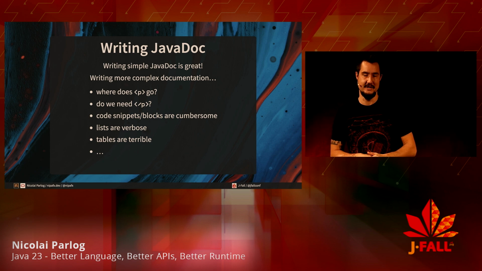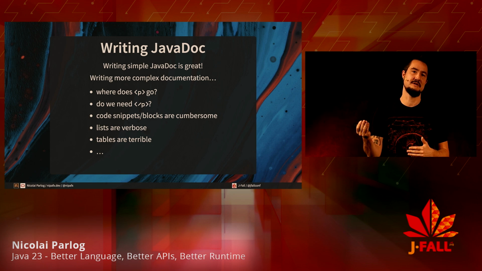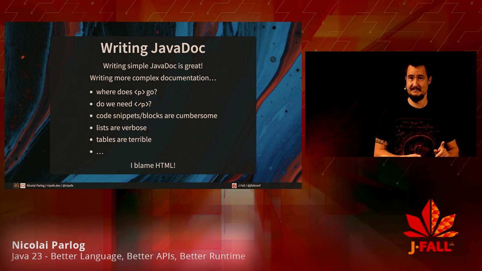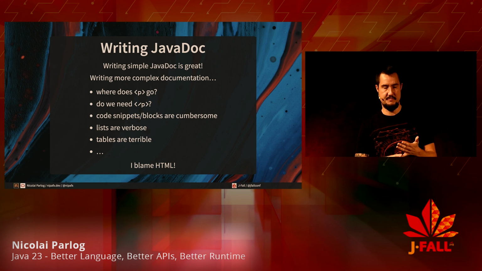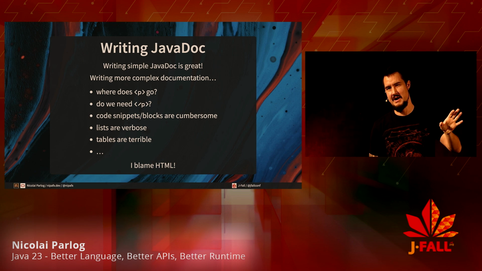It's also a good starting point. It's also kind of the sweet spot where it's easiest to write JavaDoc, because once you write more complex documentation, it goes awry. There's lots of stuff that you have to know or ignore. For example, I always forget where the paragraph goes. Basically, at some point, my IDE is yelling at me, and I try to fill it in. Lists are verbose, code snippets are terrible. Most of that is down to HTML, though. It's not really JavaDoc's failure.